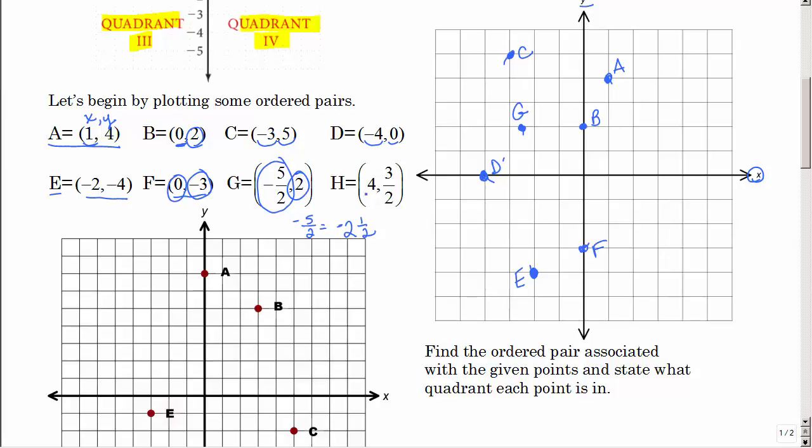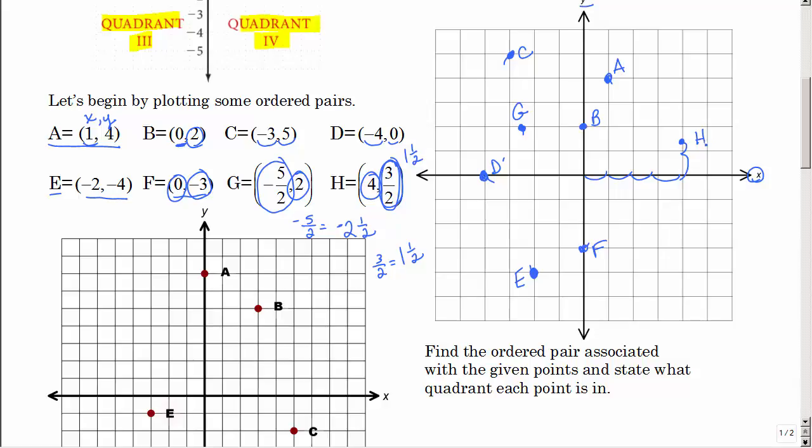So we're going to do the same thing with H. First of all, let's change 3 halves into what's called a mixed number. So 2 goes into 3 one time with 1 left over. So I'm going to go right 4, 1, 2, 3, 4, and then I'm going to go up 1 and a half.